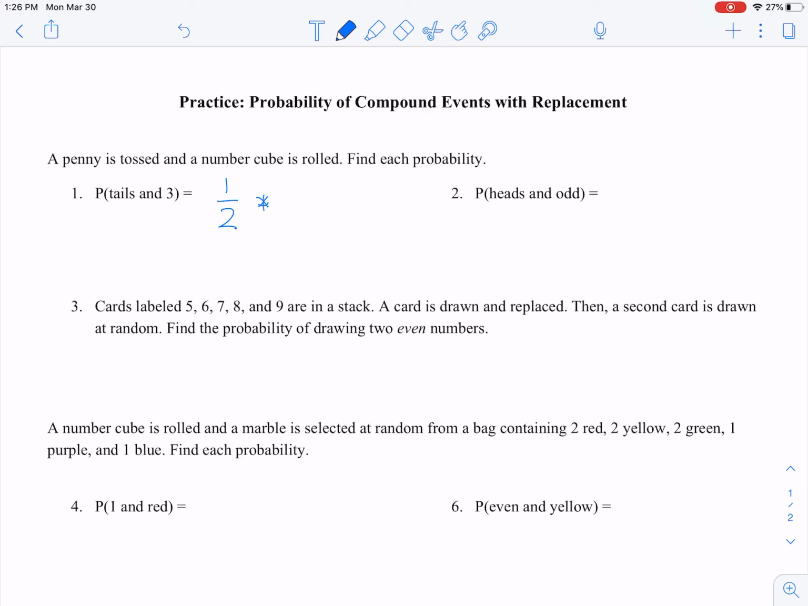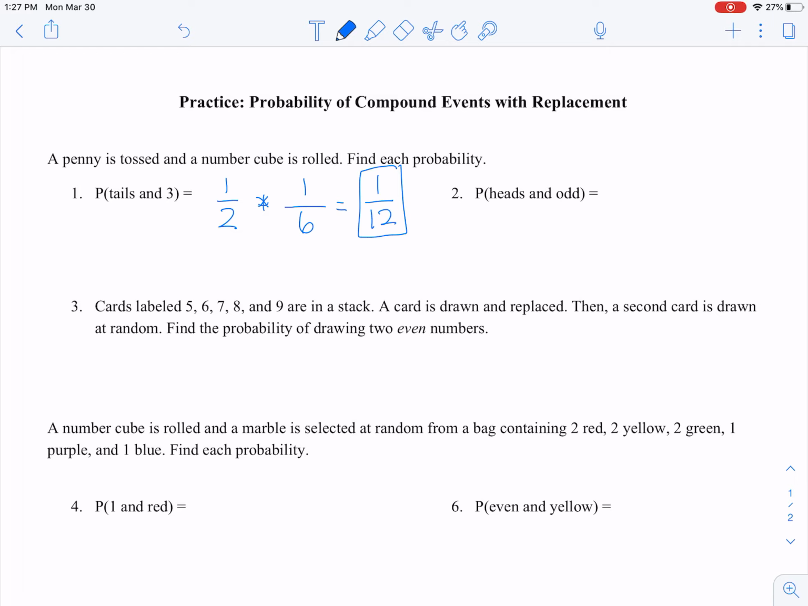And then we know that we have to multiply the other event. The second event is rolling a cube, which is a 6-sided dice. So we only have 1 three on that dice, so it'll be 1 out of the 6 probabilities. And then we have 1/12 as our probability of getting tails on the penny, and then rolling a 3 on the dice. So we have 1 out of the 12 chances. So that would be the final answer for number 1.